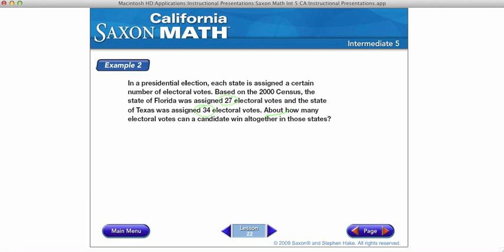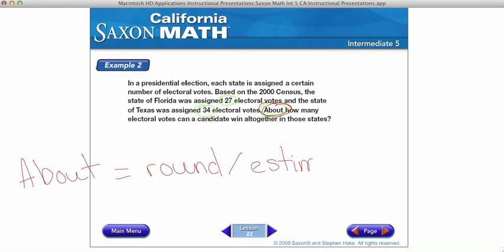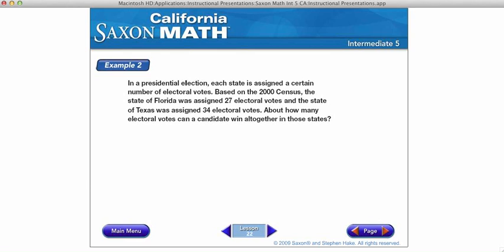Okay, here is your key word. Write it down. Whenever you see the word about, equals round or estimate. Estimating and rounding are the same thing. So whenever you see the word about, you know you are going to estimate. So how do we solve this problem?